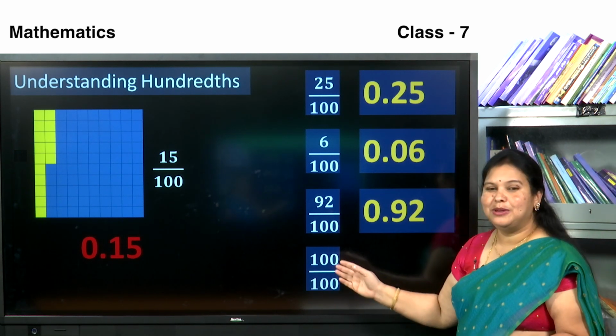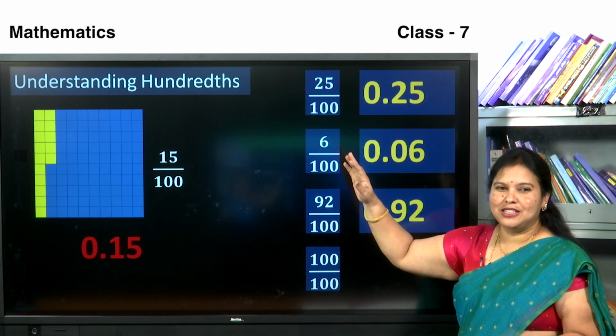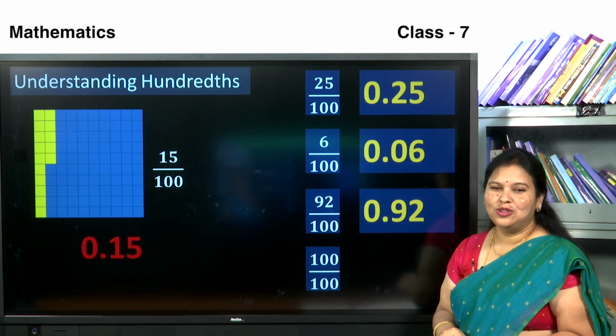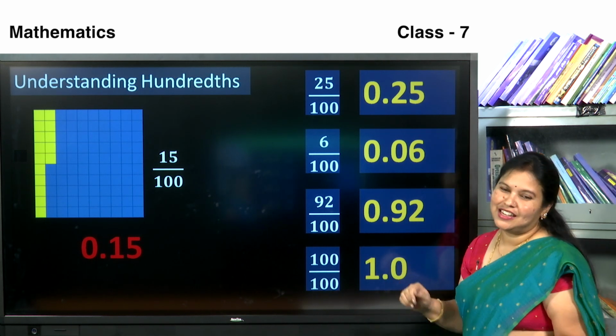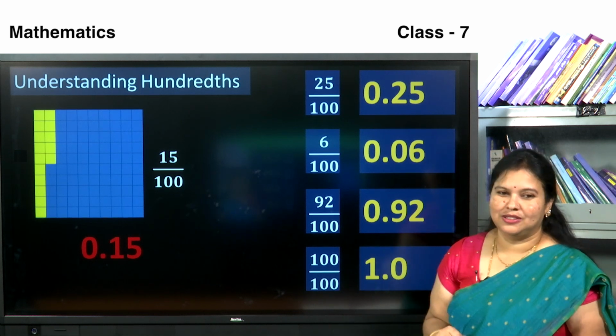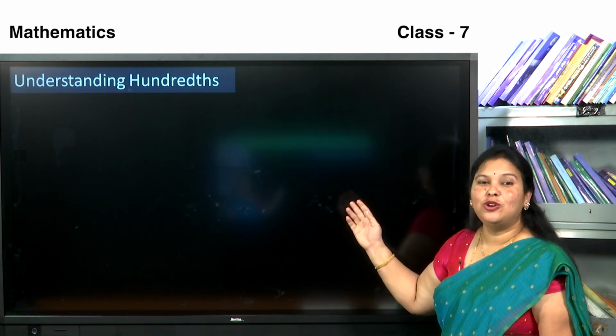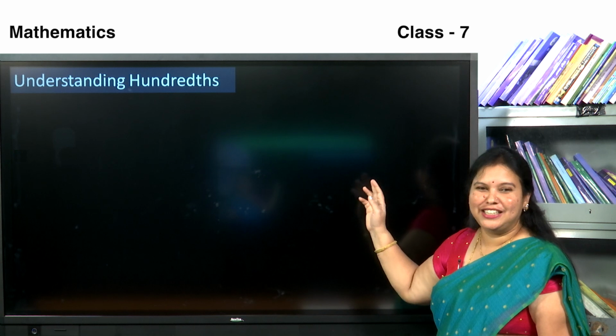It is 100 by 100, means all the 100 parts are shaded out of 100. So, 100 ones are 100. That means we got 1 as the answer, and it is a whole number. From this we can understand how to write decimal forms in the 100th place.